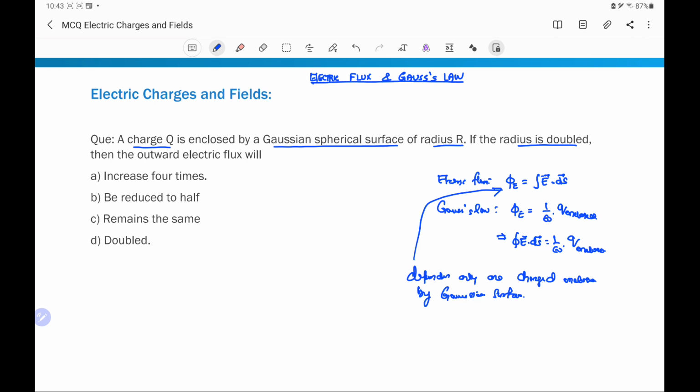So as per the question, the charge Q is at the center of the sphere, which represents the Gaussian surface with radius r. Now if the radius is doubled, then the charge enclosed remains the same, and because the charge remains the same, hence the electric flux will remain the same. So option C is the correct option.